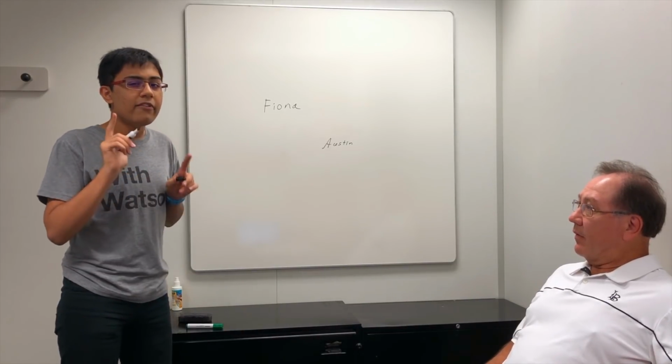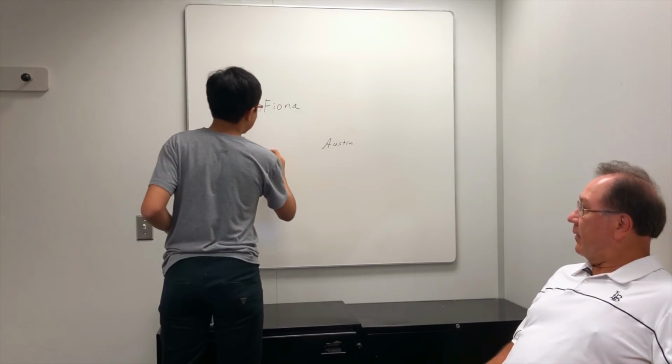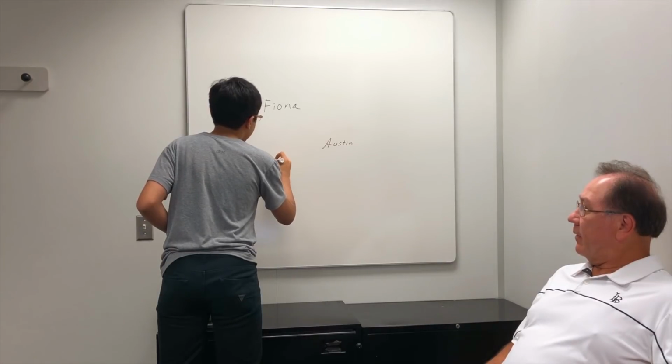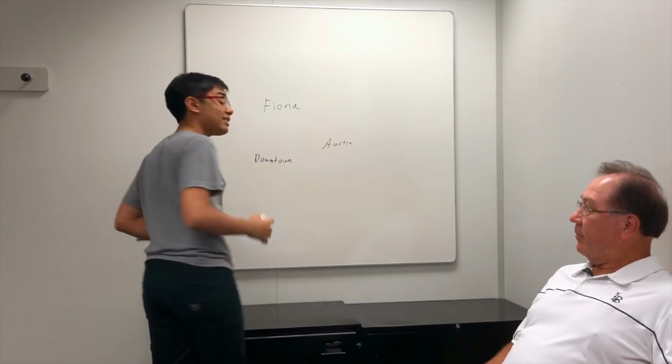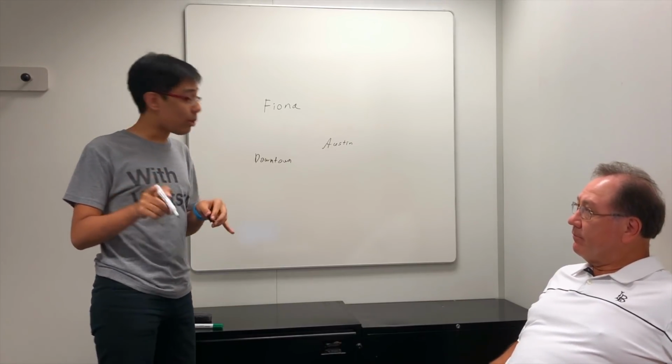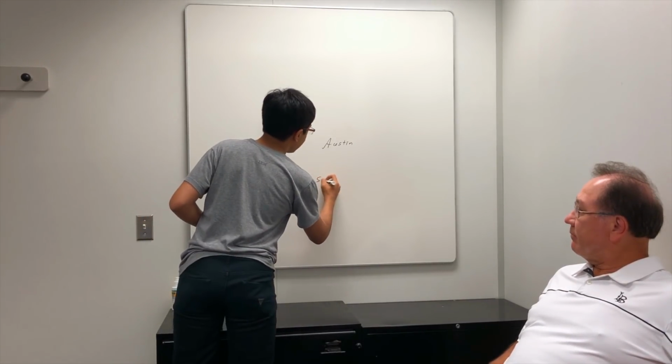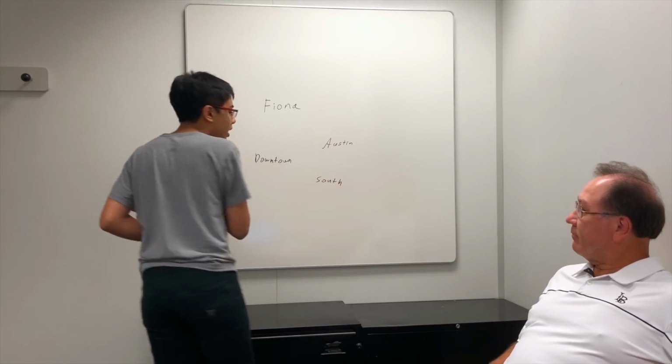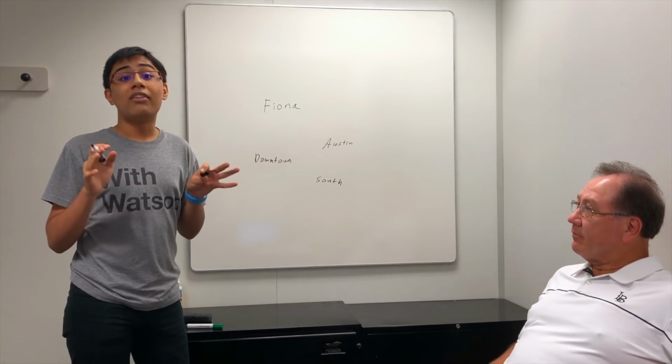Now, one more thing. Fiona is hosting people in downtown Austin. So downtown is technically considered as a separate location by Watson. And this is downtown in the south of Austin. So south is also a separate location. Now, this is how the knowledge graph works.